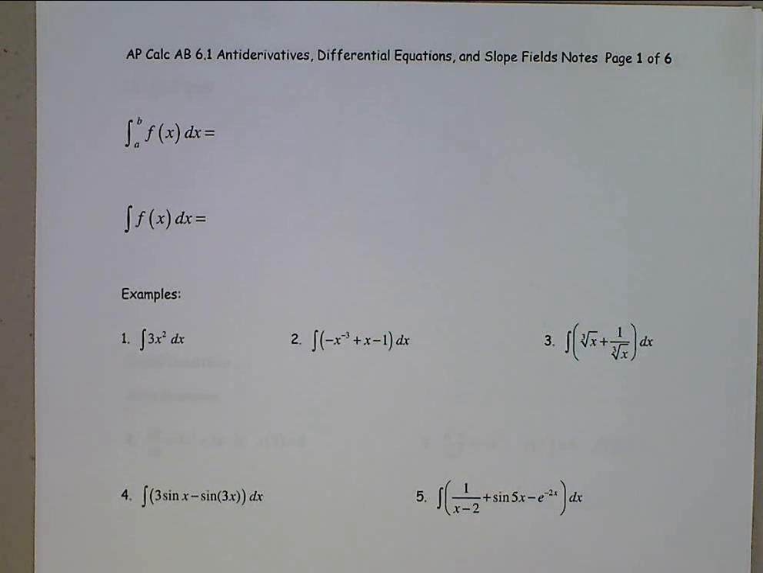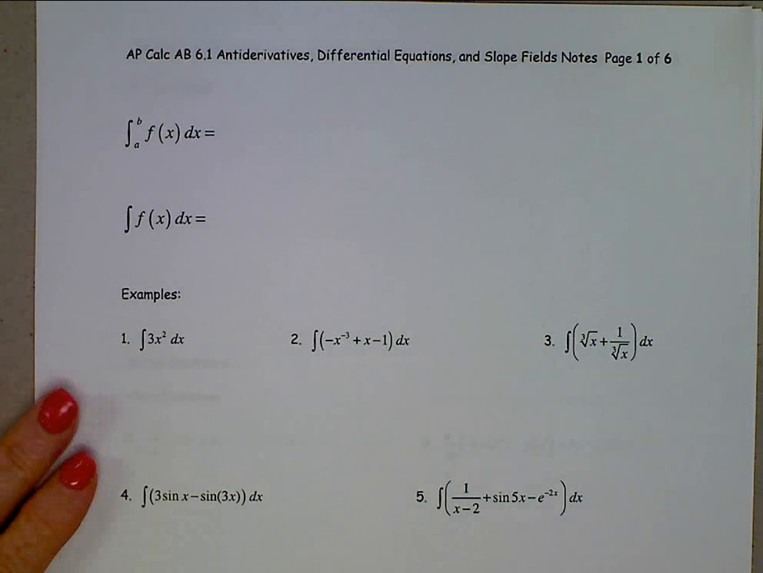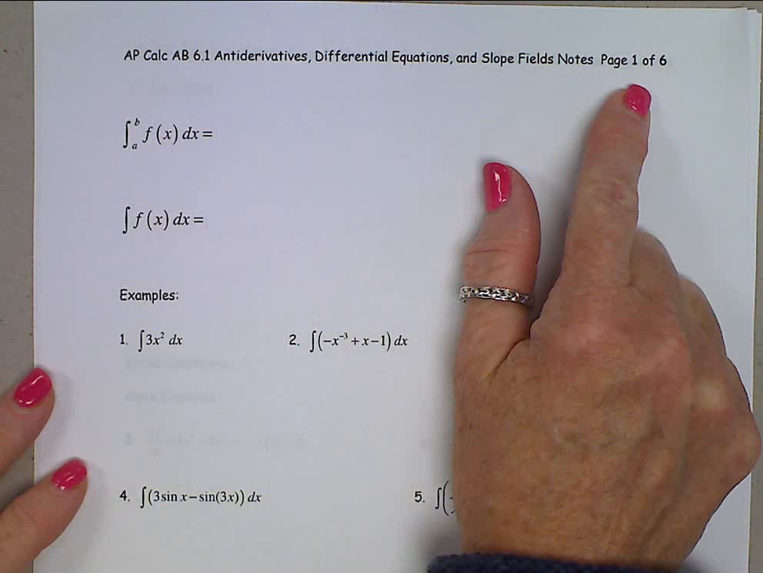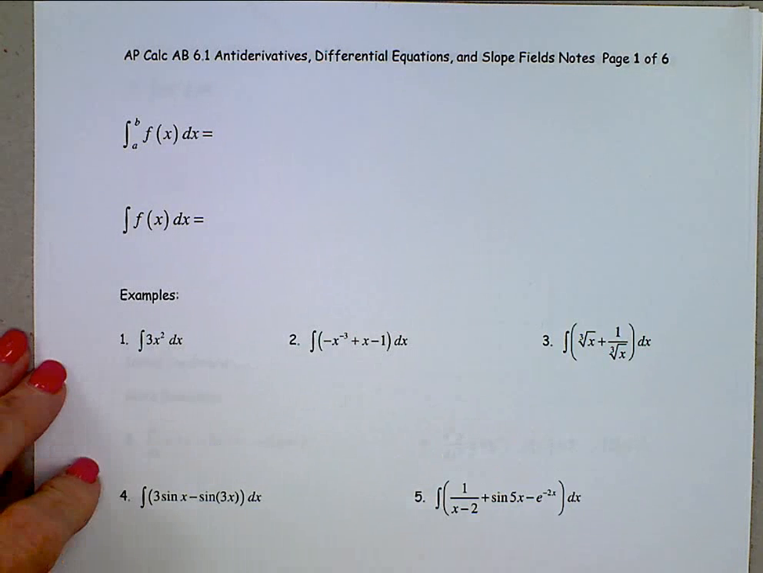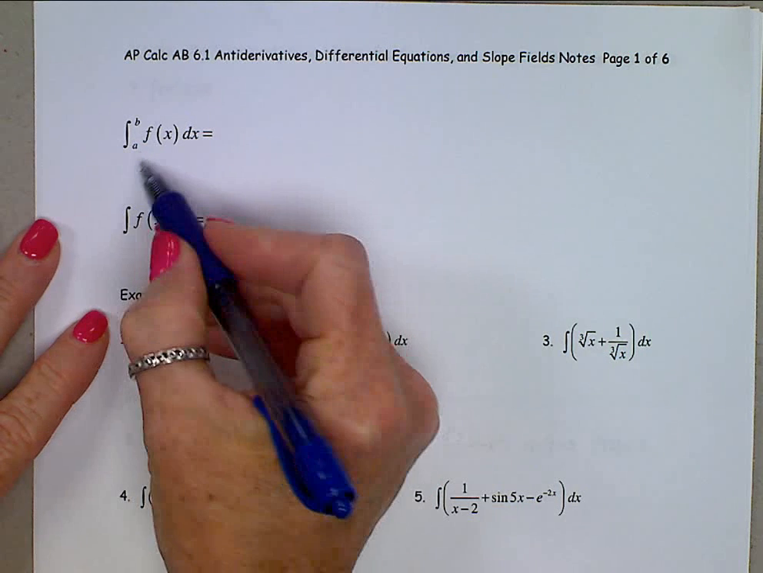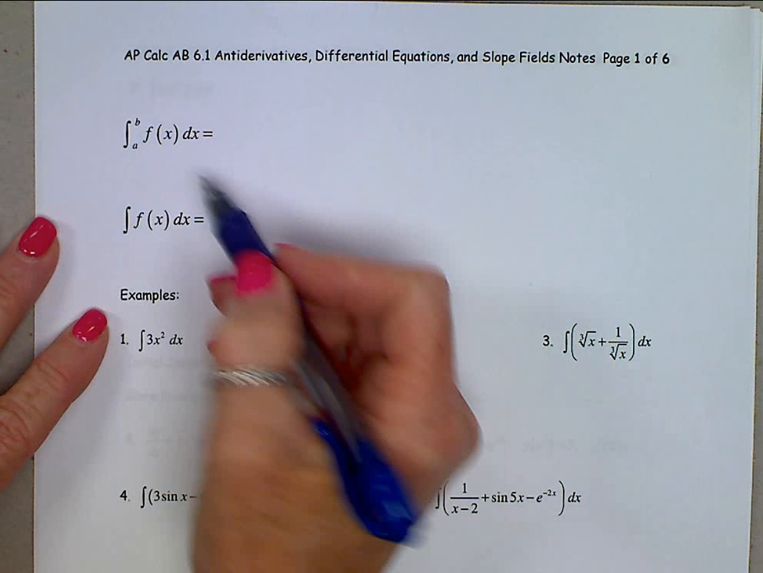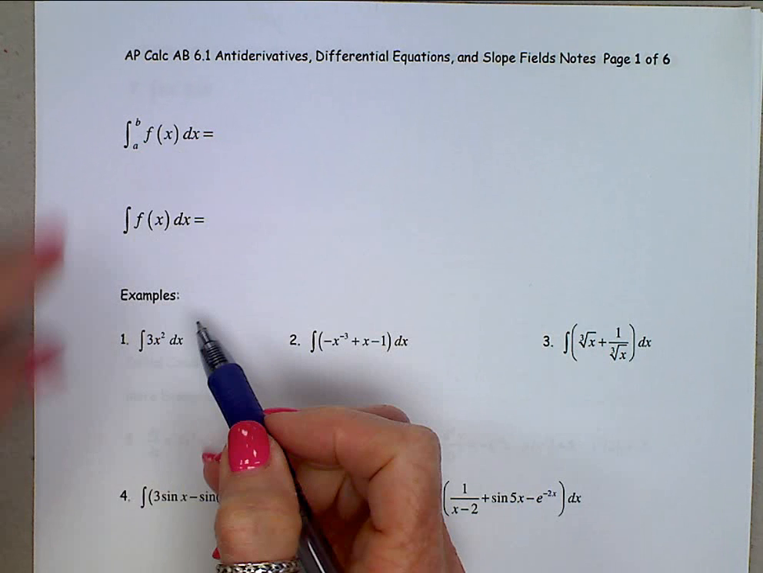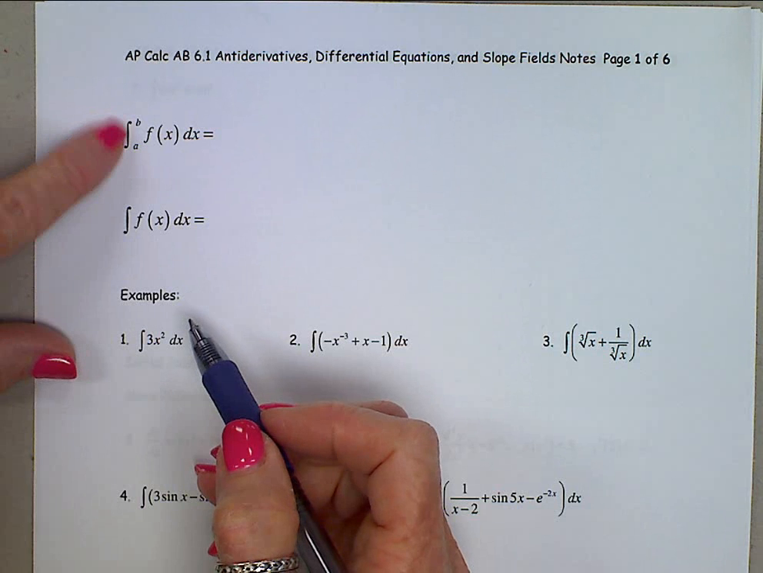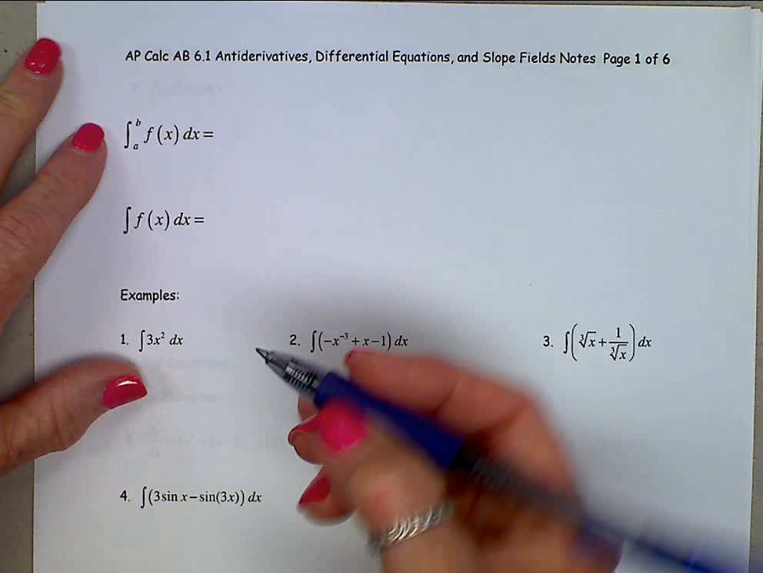Calc AB, Section 6.1, Antiderivatives, Differential Equations, and Slope Fields, Notes, page 1. We're looking at the difference between this situation and this situation, or this expression and this one. This first one you should be familiar with. This has bounds here. This is a definite integral.